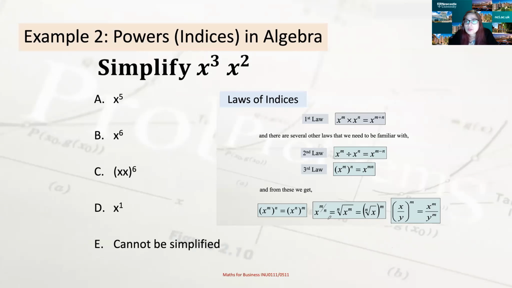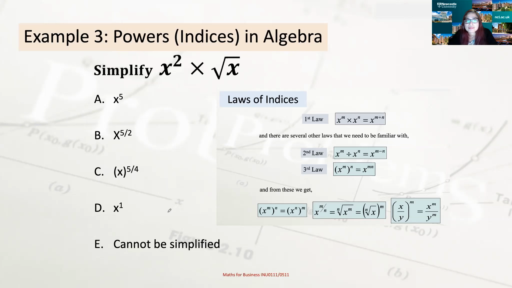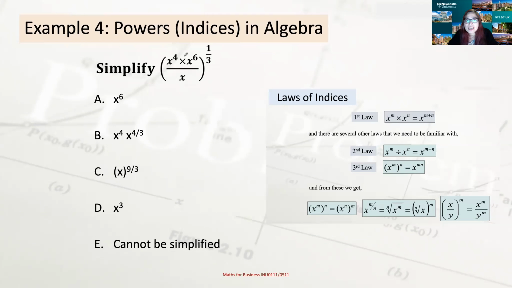I want you to use the laws of indices, pause the video and do this problem. Yes, that's right. The base is the same, so you're going to add the powers. Now look at that, you have multiplication, you're going to use this law. You have division, you're going to use this. And you have the power outside, you're going to use this. All three laws. Try it, guys.